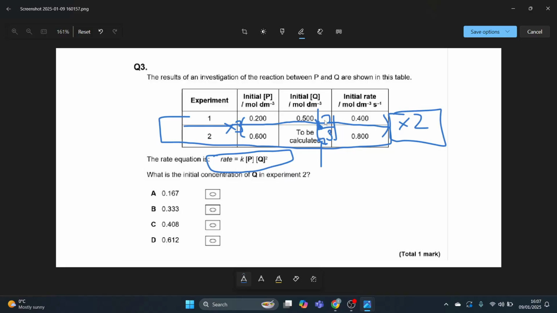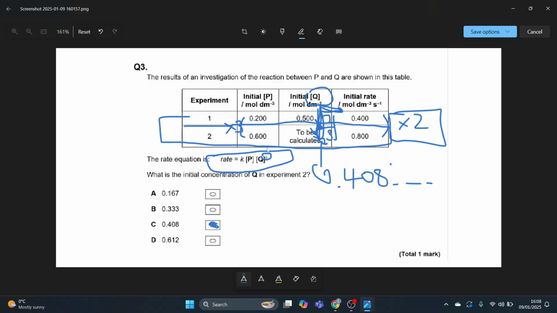But we can see clearly that that is second order, so that's squared. So if we want the initial concentration of Q, we have to square root this, because remember Q is squared, and we want to find the initial concentration of Q. So we have to square root our answer. So we have to do 0.500 times by the square root of 2/3, and I get 0.408, and then it keeps going, so the answer is C.